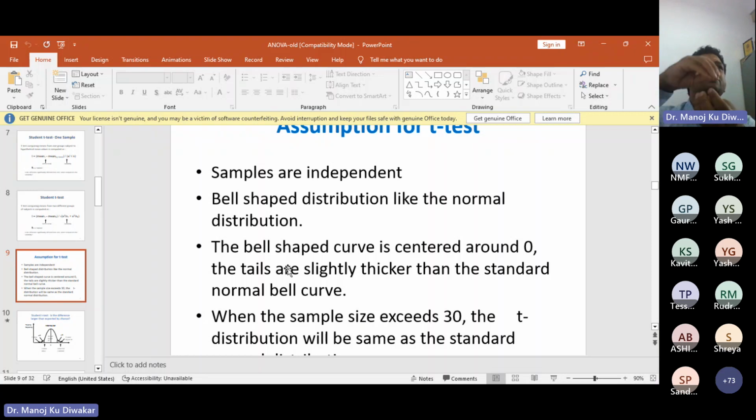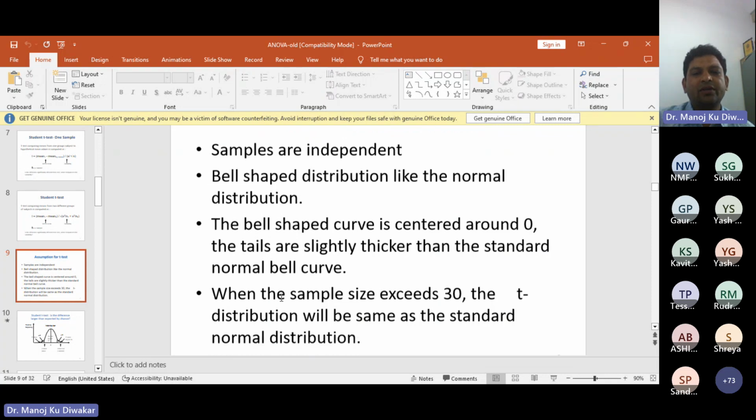Independent means you are talking about the IQ level of JNU students and Mumbai students. These two are independent, not related to each other. Well-shaped distributions means whatever data is coming up should be bell-shaped like a normal distribution. The bell-shaped curve is centered around 0 and the tails are slightly thicker than the standard normal bell curve. So this is another assumption.